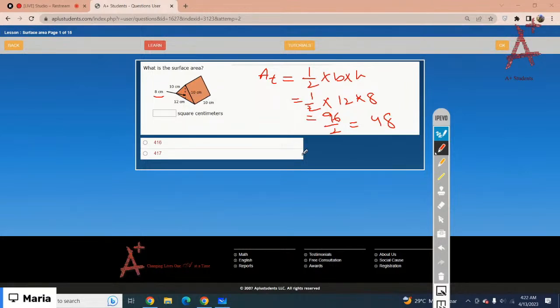Now let's just calculate the area of this one and the opposite face. Got it?